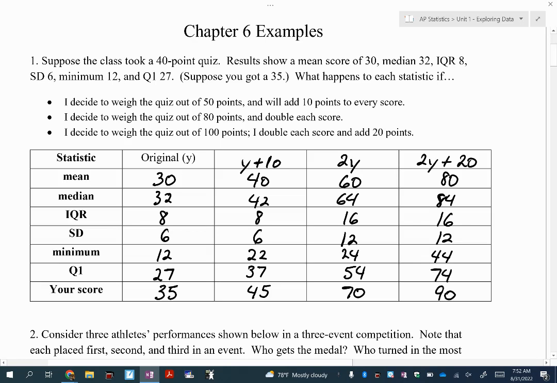All right, so the takeaway from number 1 is to make sure you understand that whenever you add or subtract a constant to all your data values, only measures of center will change. The measures of spread will remain unchanged. And if you multiply your data values by a constant or divide, right, then that's going to change everything, measures of center and measures of spread.